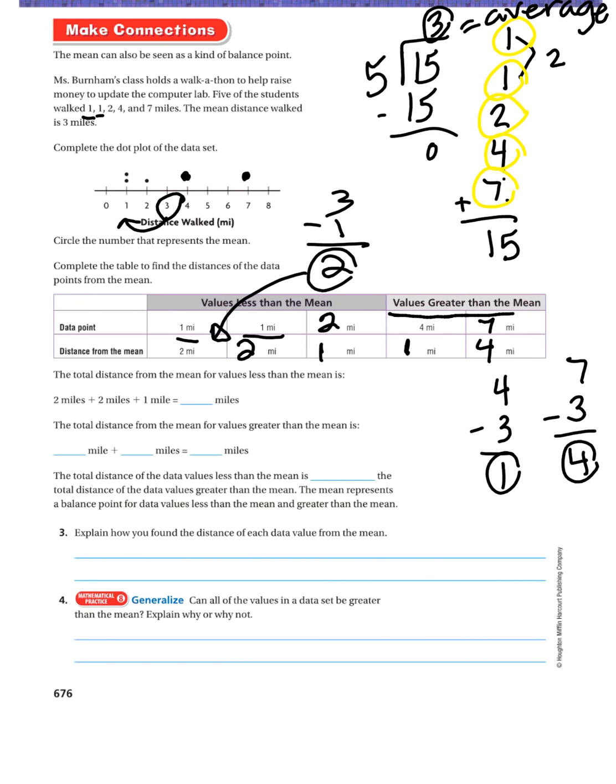So the values greater than the mean, values less than the mean, and then the distance from the mean. Okay, that's something to double check to make sure that you have everything in the right place.